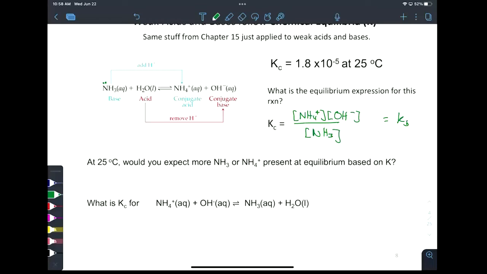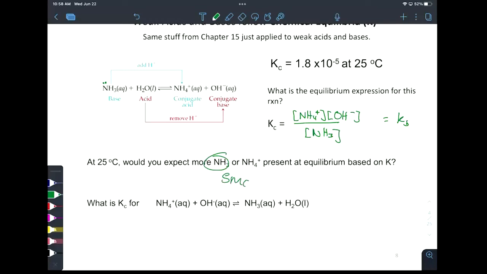Okay, so based upon this information, I give you Kc, right? I give you the number. So 1.8 times 10 to the negative 5. Is that a big number or a small number? It's a small number. So at this temperature, do you expect more NH3 or NH4+ to be present at equilibrium? NH3 is more present, yes, because K is small.